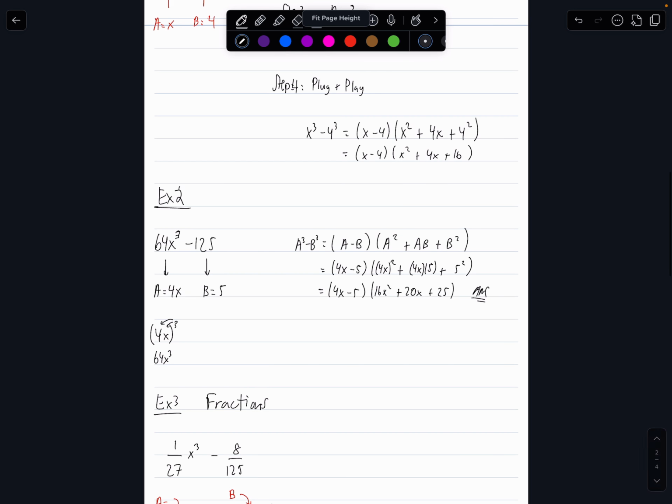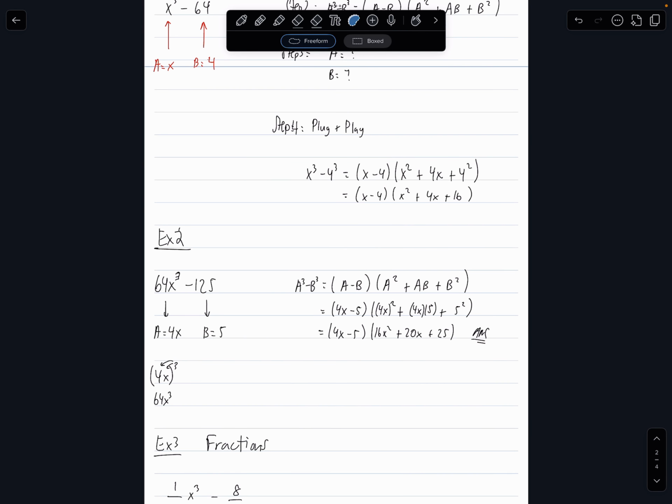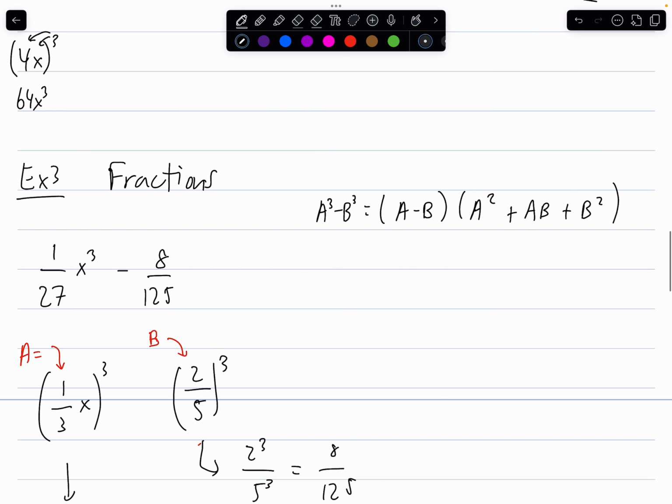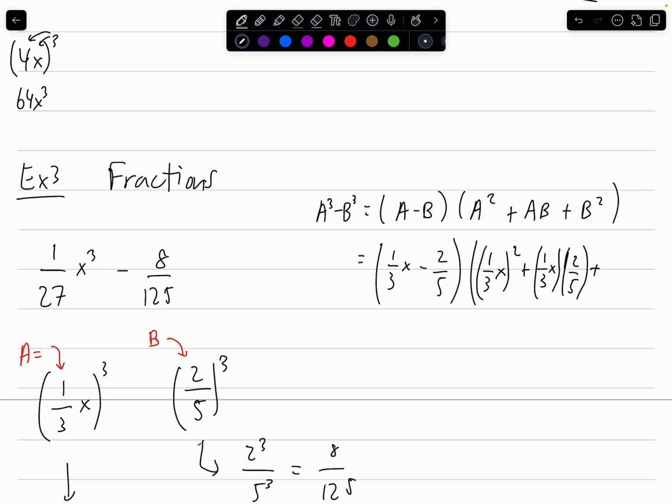So now we can just plug it back into our formula. Now, mind you, all three of our questions, guys, had to do with difference of cubes. It doesn't really matter. If it was the sum, you're using the other formula, so you're just adding instead of subtracting. So here we have 1 over 3x minus 2 over 5, and then you have 1 over 3x squared plus 1 over 3x times 2 over 5 plus 2 over 5 squared.